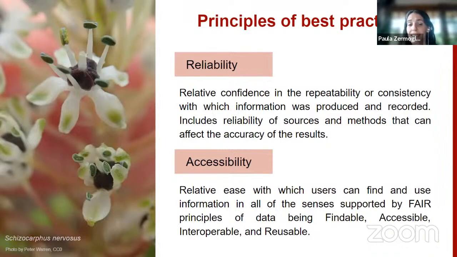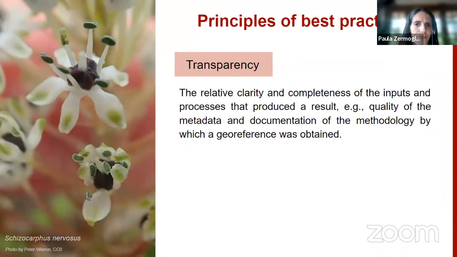Then we have the principle accessibility. Accessibility means how easy it is for users to find and use the information, in this case, the georeferencing information. And for accessibility, we should be following the FAIR principles of data. That means that data are findable, accessible, interoperable, and reusable. This guarantees that people can access and use the data that we produce.